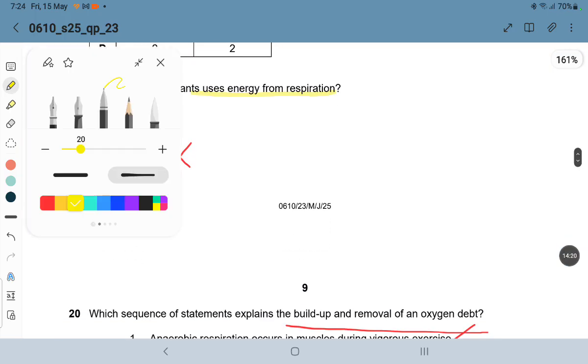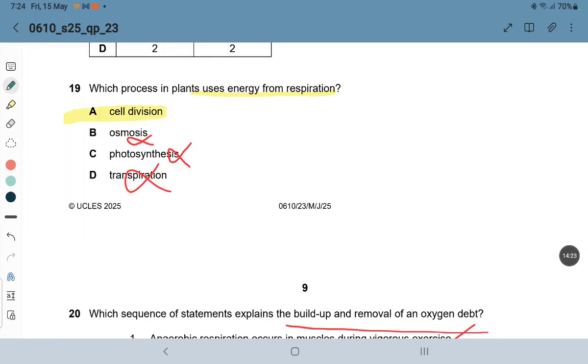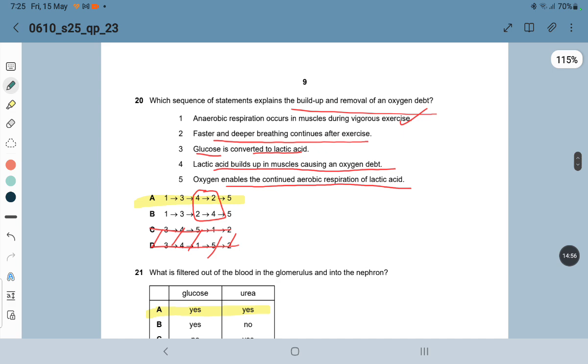Very easy. Question number 19 is telling you here which process in plants uses energy from respiration. The answer is cell division. Why cell division? Because osmosis is a passive transport. Photosynthesis does not use energy from respiration. In fact, photosynthesis stores energy in plants because it uses carbon dioxide and water producing glucose and oxygen. And transpiration is just evaporation of water, and evaporation of water does not require any energy from respiration. It only requires heat. Question 20.